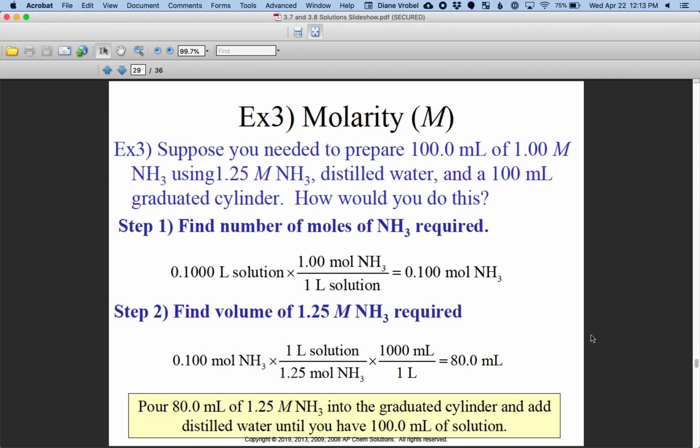Now, here are the descriptions of how you would make this solution. Notice that they say you take 80 milliliters of that original concentration, you put it into a graduated cylinder, and make sure that you add enough distilled water so that the meniscus is at that mark for the total volume.